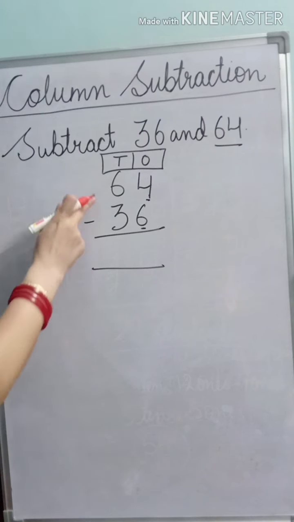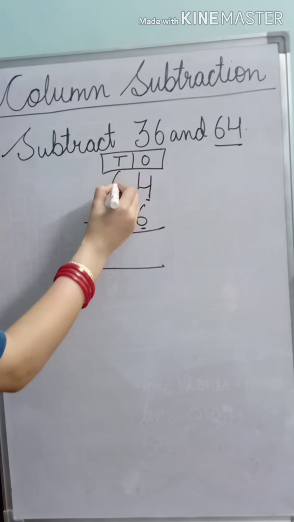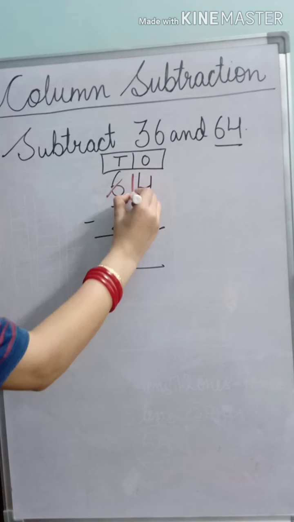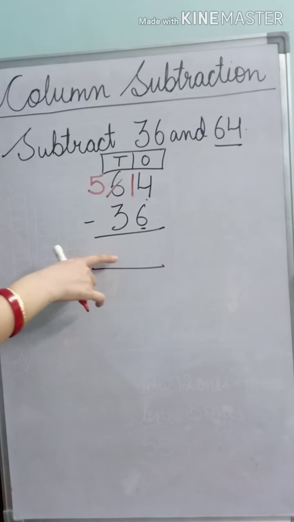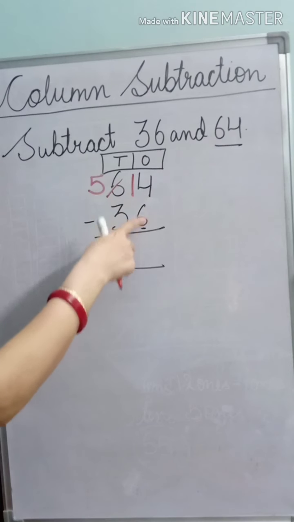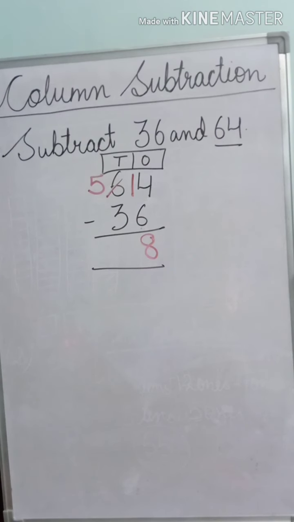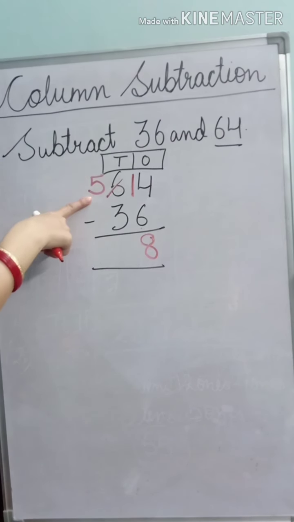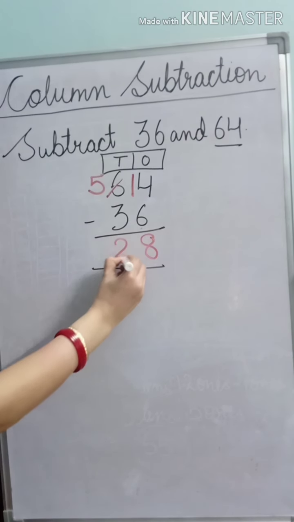Yes, from tens, we borrow 1 ten or 10 ones, leaving behind 5. So, we borrow 1 ten here, and here we are left with 5 tens. Now, 10 ones and 4 ones become 14. This is 14 ones now, and 14 ones minus 6 will give us 8 ones. And what about the tens place? We have 5 tens and 3. So 5 tens minus 3 tens will give us 2 tens.